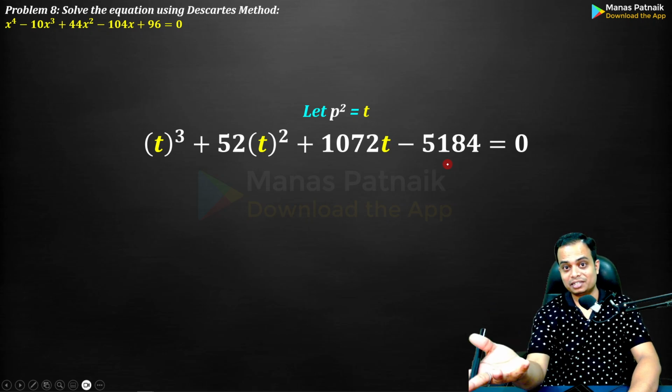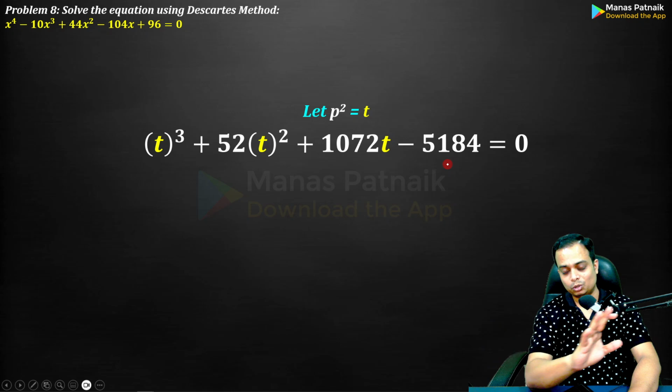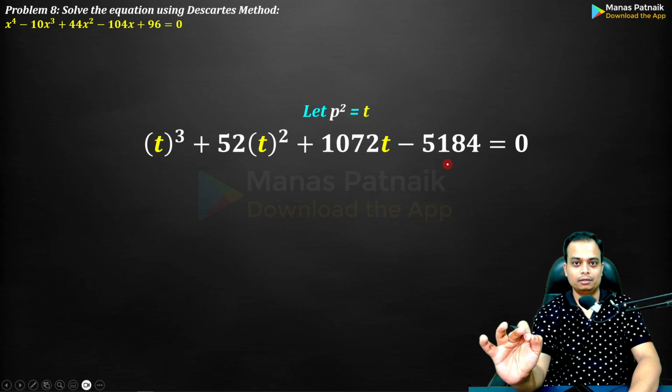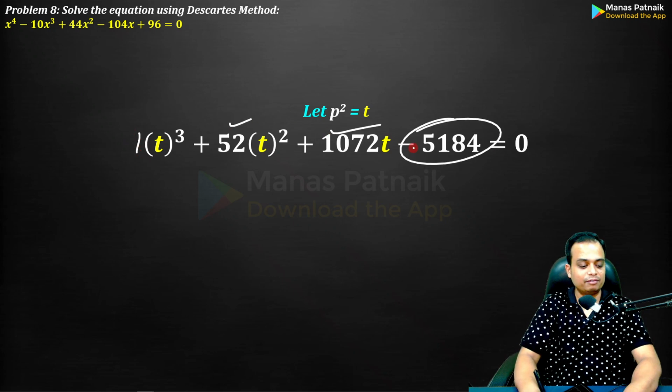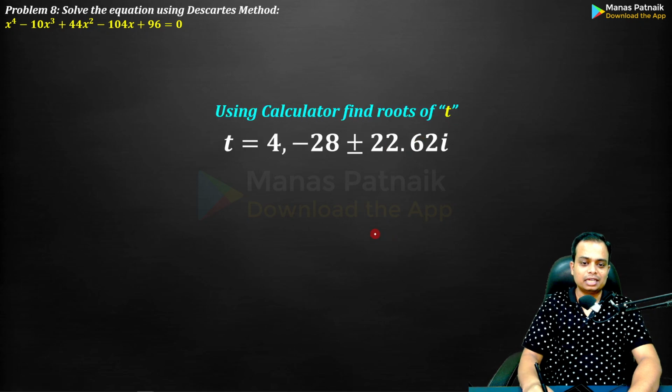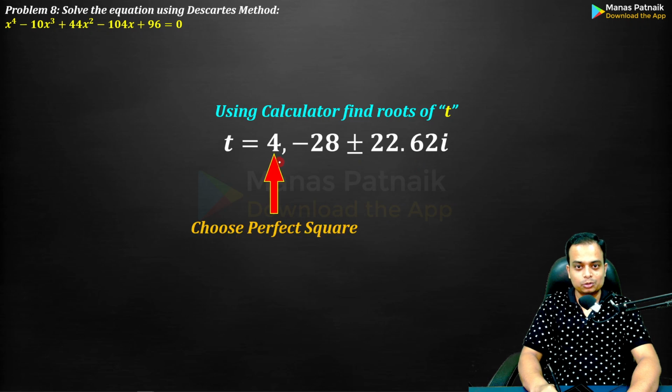Okay, if you apply Cardano's technique, maybe your 10 to 15 minutes will be wasted. So don't go for that. Use the calculator, punch in the values of A, B, C and D as 152, 1072, and minus 5184. You'll automatically have the results as 4 and a pair of complex roots.